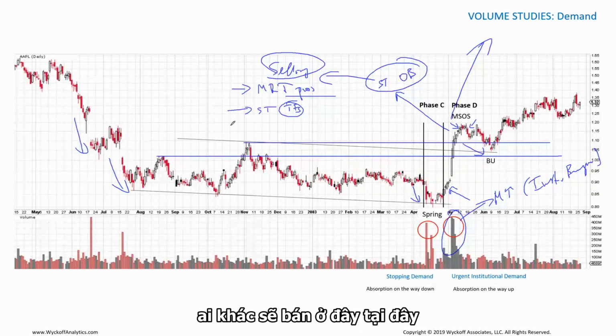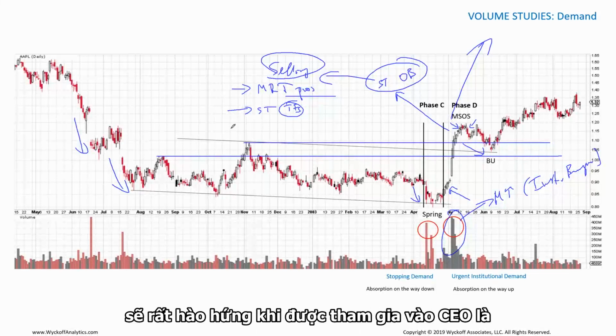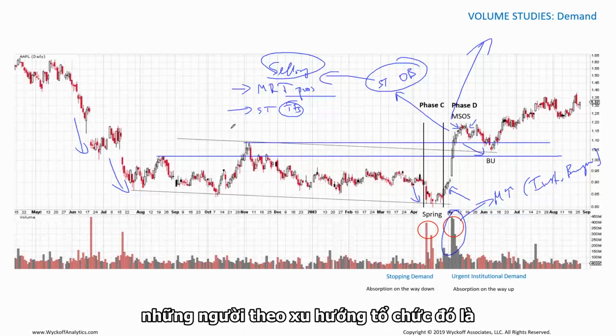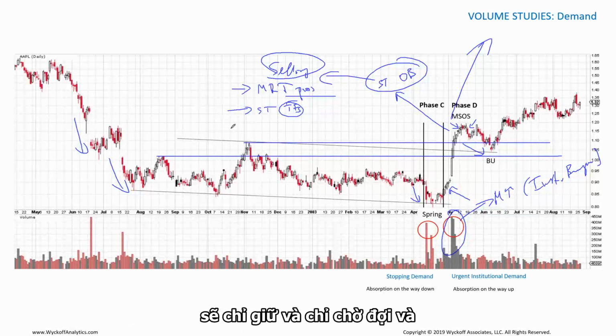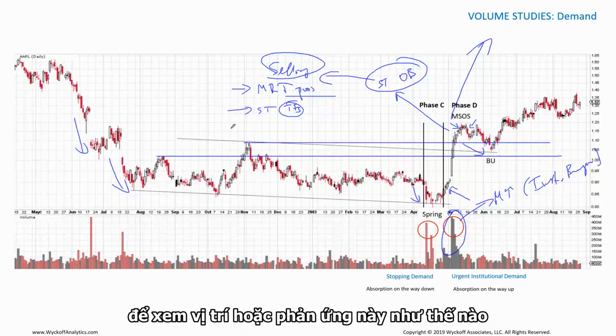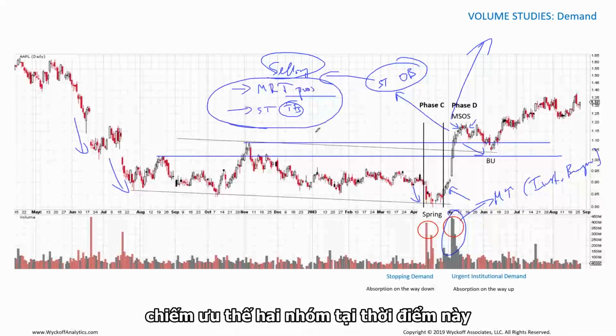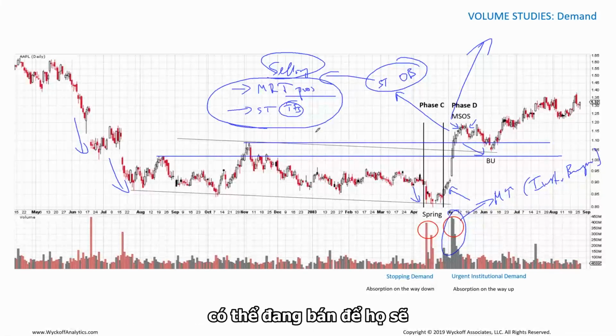And who else would be selling here at this point? The public would not be selling. The public would be excited, getting in. The composite operator is already in. Institutional trend followers that are long-term are just going to hold on and wait to see how this position or reaction is going to unfold. So these are the predominant two groups at this point that might be selling.